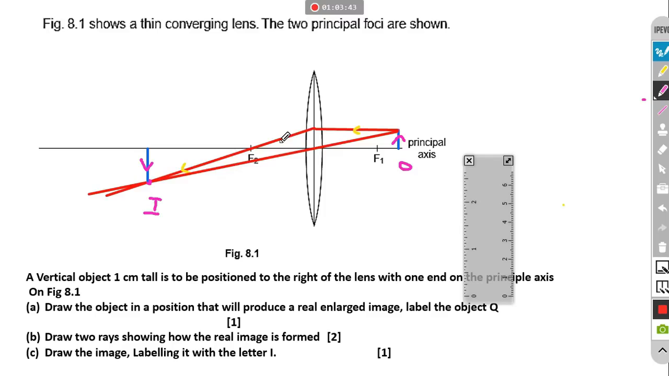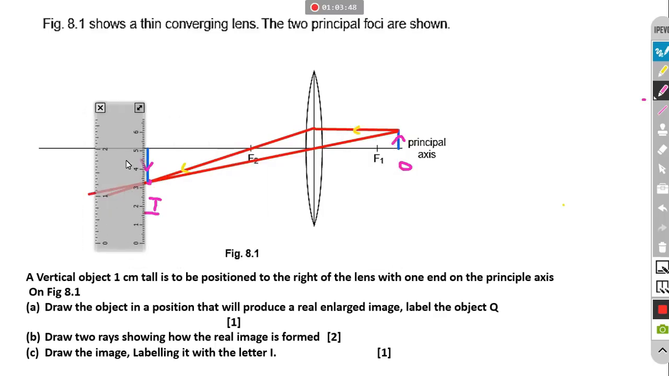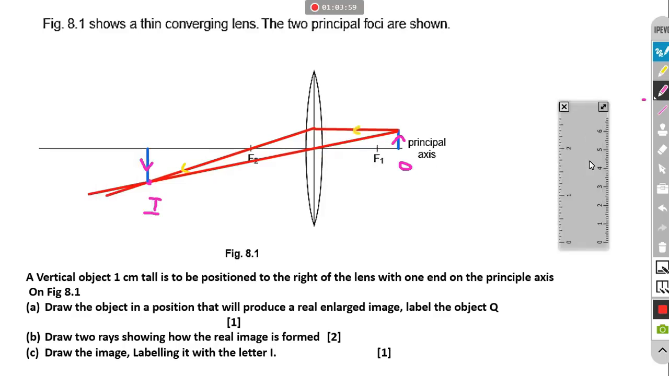And we can actually calculate the magnification. So this was 1 centimeter. When we go over here, this is about 1.9 centimeters. So the magnification in this case is 1.9 divided by 1, you get 1.9. That's the ratio of magnification. So this is it. Let's look at another question.